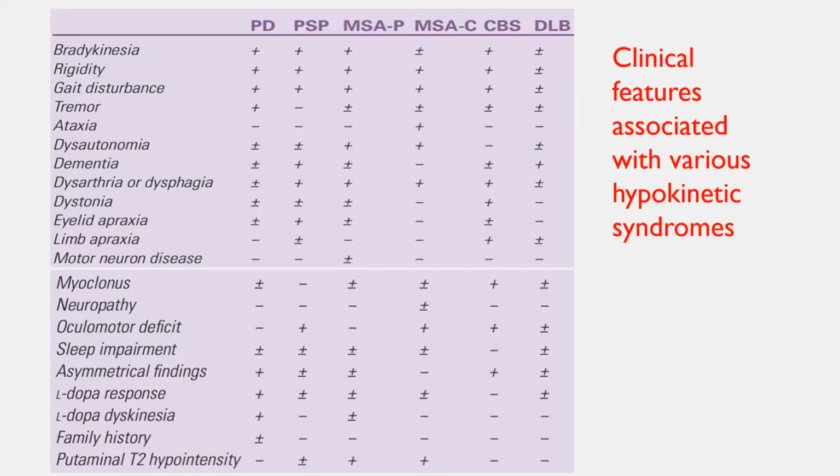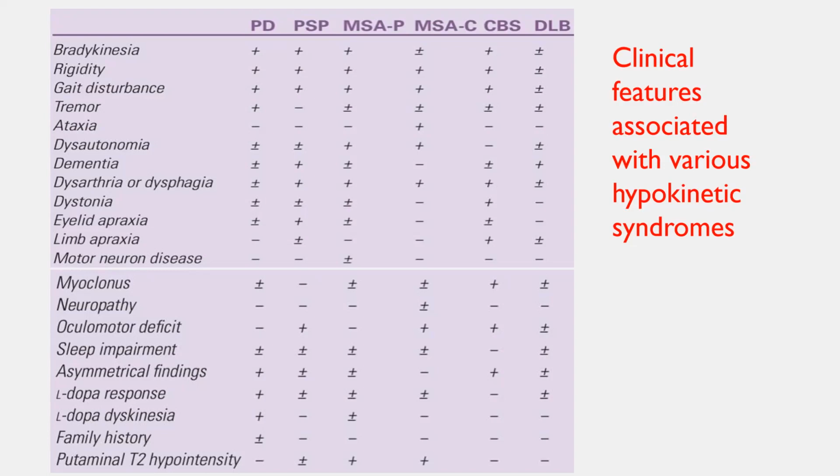myoclonus, neuropathy, oculomotor deficit, sleep impairment, dopa response, or a family history of similar movement disorders. All these will be helpful to differentiate from Parkinson's disease, progressive supranuclear palsy, multiple system atrophy, corticobasal syndrome, and Lewy body dementia. So these are the clinical features you need to ask, and you need to correlate them with the various hypokinetic disorders so that you can come to the clinical conclusion.